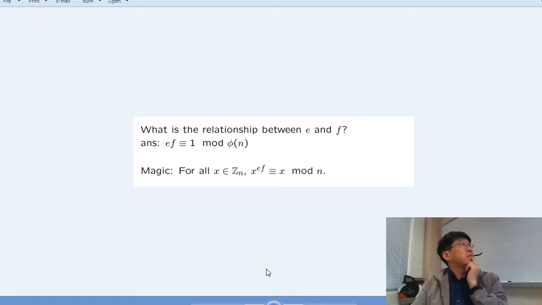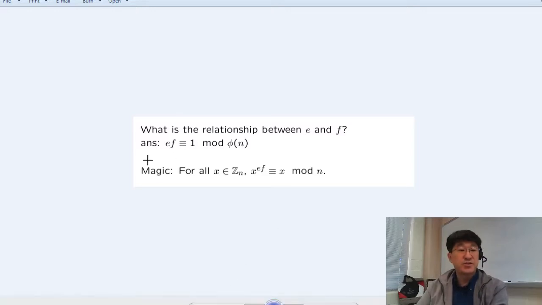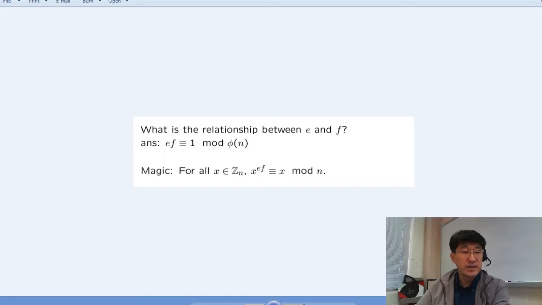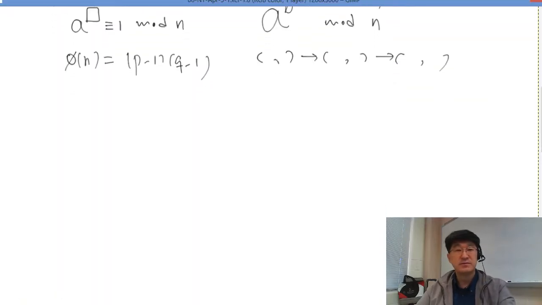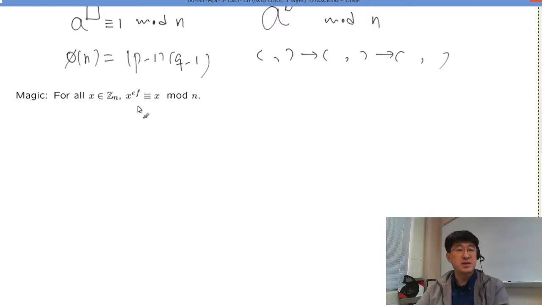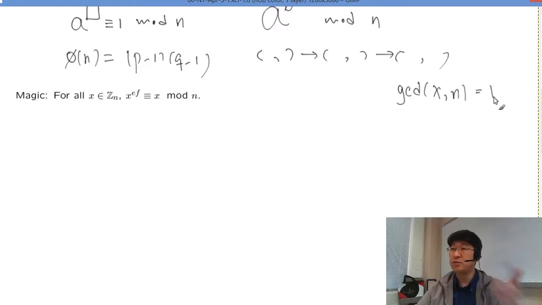I want you to look at the second part, the magic part in here. What does it say? We apply this when x is relatively prime to n. Why am I saying that? The statement is Euler's theorem. It requires x, this base number, to be relatively prime, right?